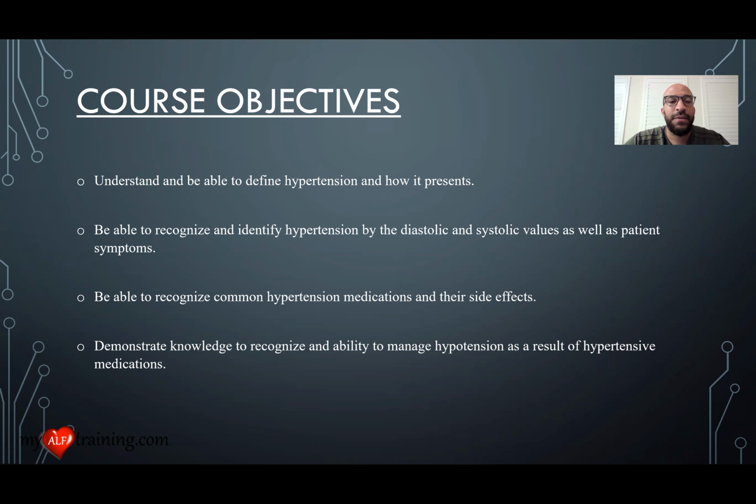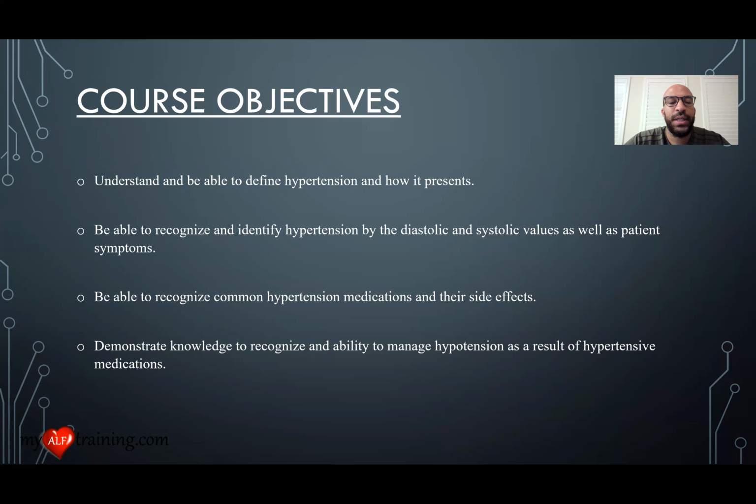Our second course objective for today will be able to recognize and identify hypertension by the diastolic and systolic values as well as patient symptoms. So we will understand the values that are associated with hypertension and the different levels of hypertension, pre-hypertension, hypertension, stage one, stage two, so forth, and also what symptoms we can expect from the patient as we progress through each of those levels of hypertension.